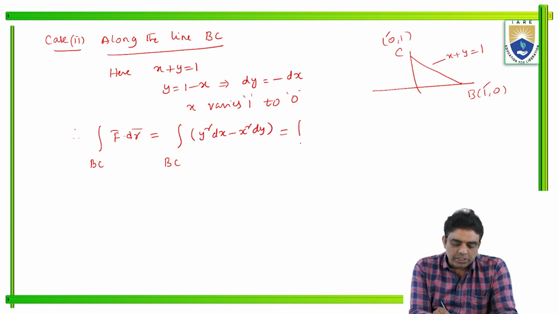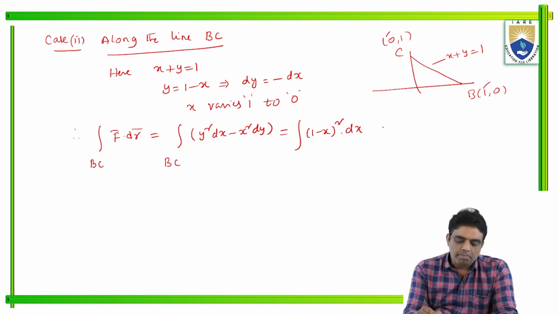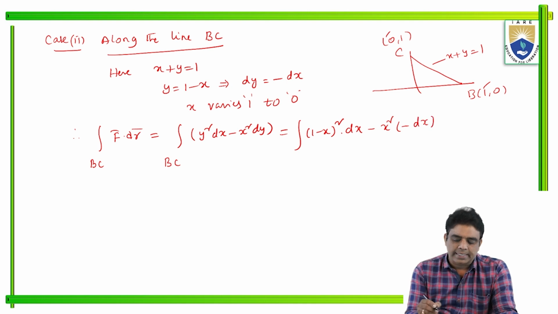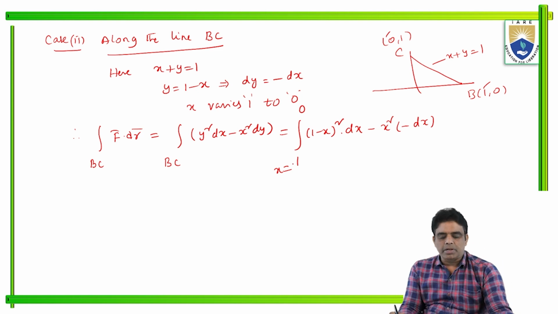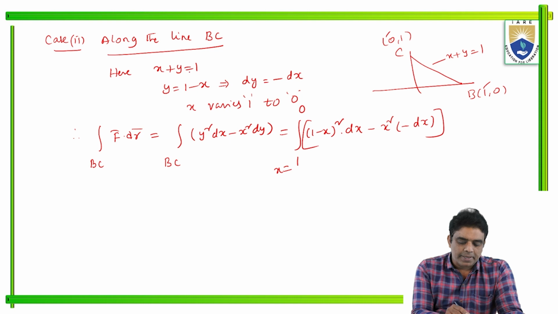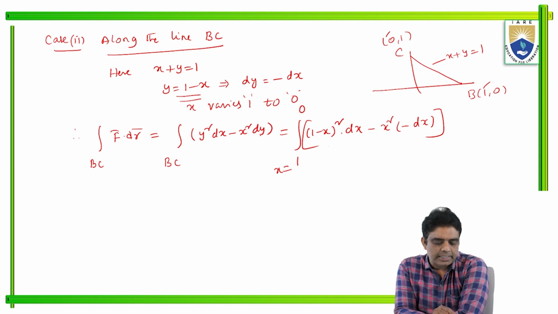So along BC, what do we do? The y value, I have to take as 1 minus x. So (1 minus x) whole square dx as it is, minus x square as it is, and dy is equal to minus dx, and x varies from 1 to 0. I am transforming all the functions in terms of x. y can be replaced by 1 minus x, dx is as it is, minus x square as it is, and dy is replaced by minus dx.